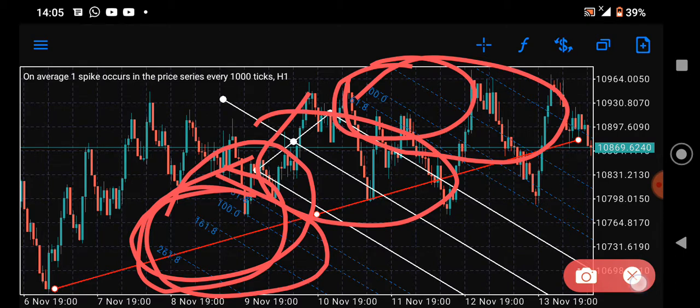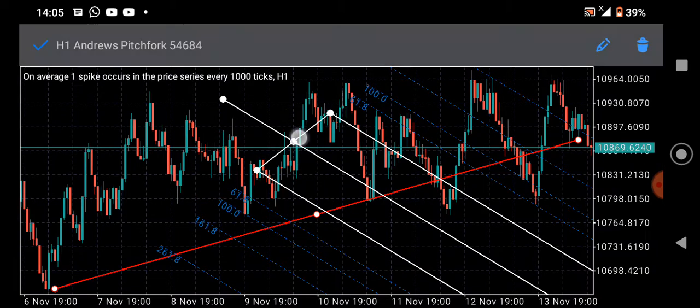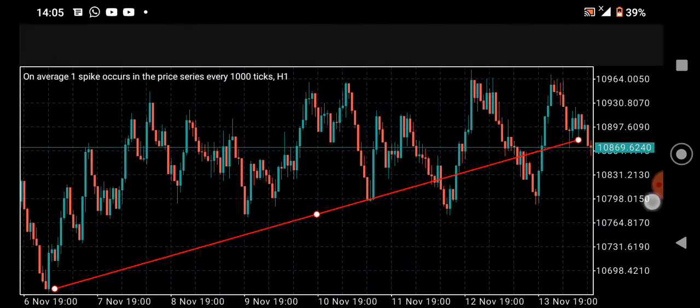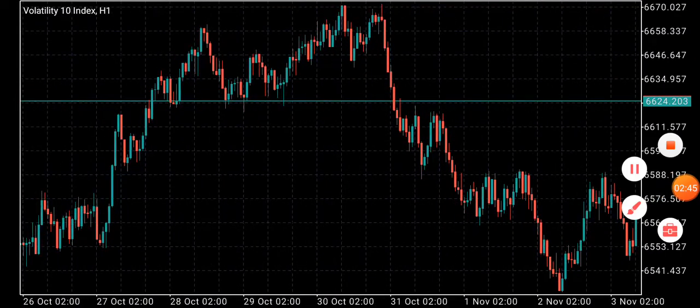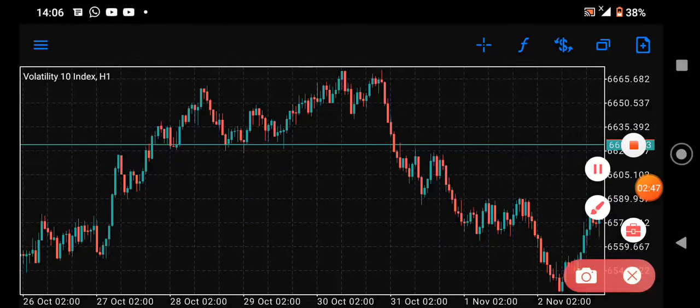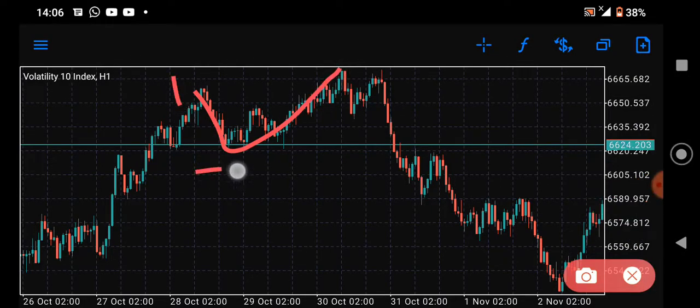So let's check some charts. Maybe we can see some examples so you understand better. Okay, guys, so this is an example. Let me see if it plays out. You can see a 1 2 3 pattern formed, so we should respect it. So you plot your Andrew Pitchfork.